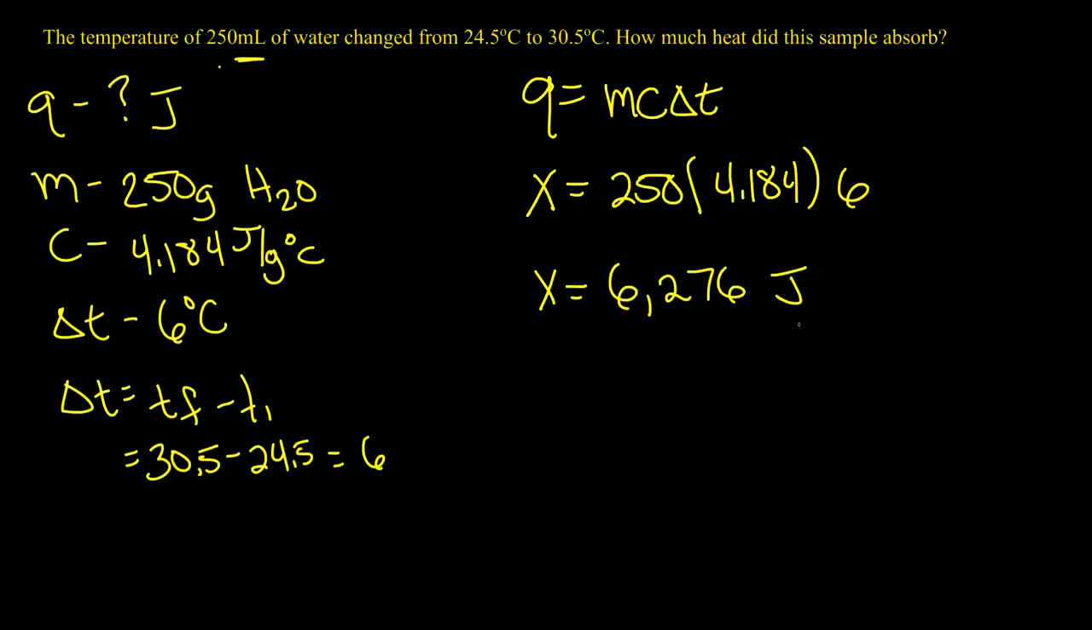Some teachers may want you to report it as kilojoules. So in that event, move your decimal 3 times to the left, so 1, 2, 3. Or you could also divide by 1,000. So you could also report this as 6.276 kilojoules. And if you're having to round up, you could also report it as 6.3 kilojoules. Depends on your teacher, I suppose.